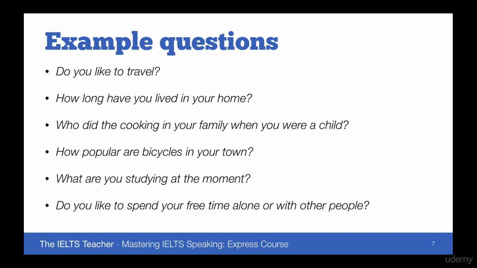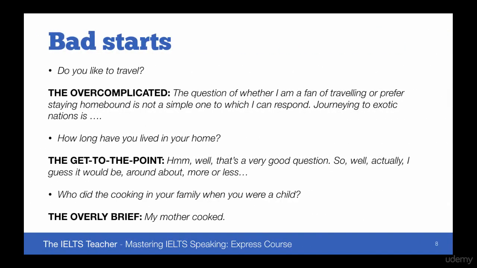Now let's look at some bad starts to begin with to understand what we do not want to do when we open our responses. Do you like to travel? The overcomplicated answer. This is one I hear quite a lot. The question of whether I am a fan of travelling or prefer staying homebound is not a simple one to which I can respond. Journeying to exotic nations, and so on. So this is unlikely to come out of the mouth of a candidate, but something like this is something I often hear as a teacher. People just trying to do far too much with the language to show off their range of vocabulary. And while this can sometimes be effective in part 3, it is totally out of context and out of place in part 1. So you do not need this overcomplicated vocabulary.